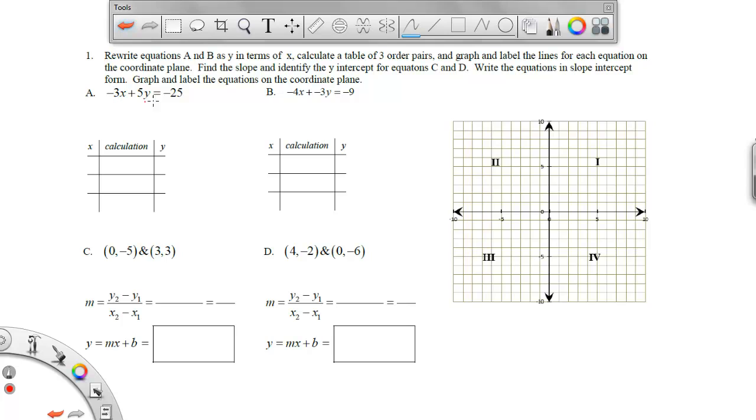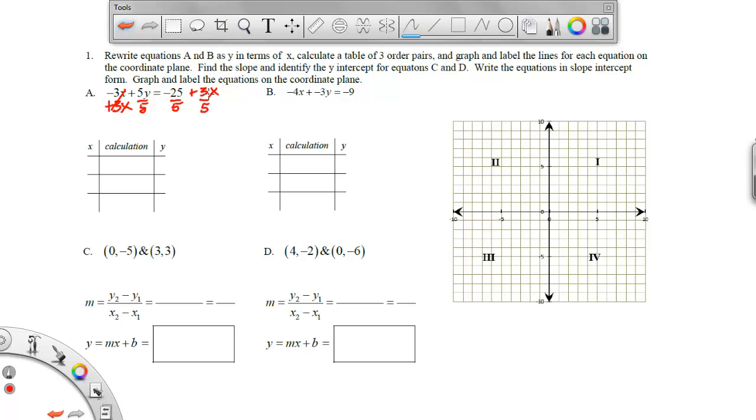So first of all, let's get this in y in terms of x. We're going to take 3x and add it to each side. So that means that's gone. Now my equation is just 5y equals negative 25 plus 3x. So we're going to divide the equation by 5, and we do that to every term.